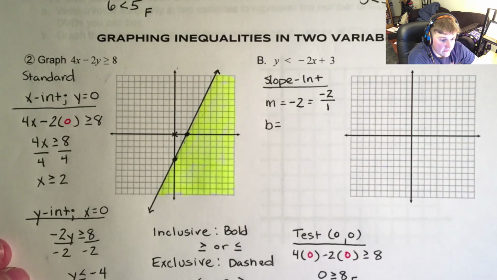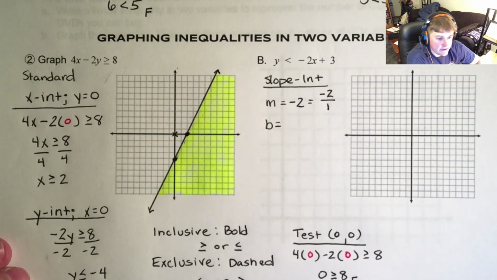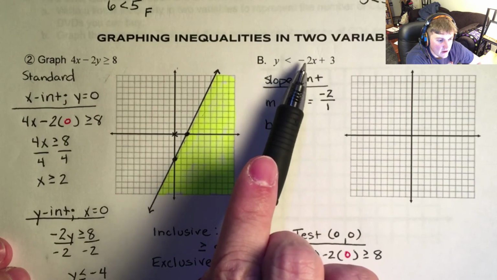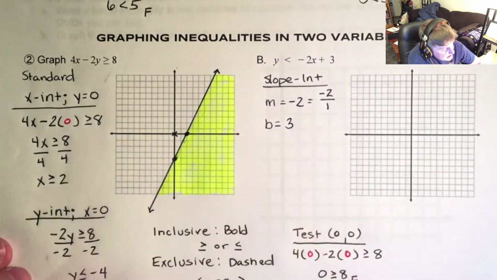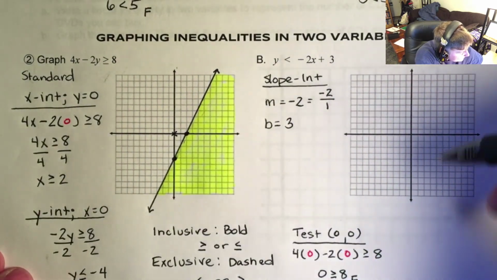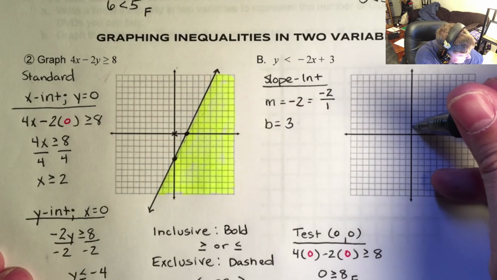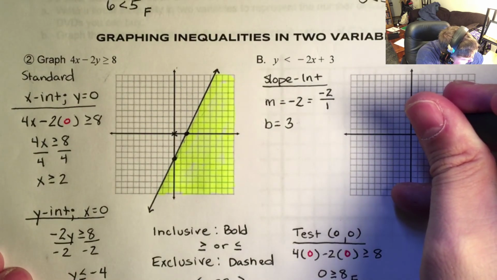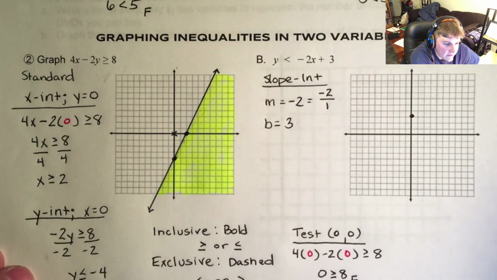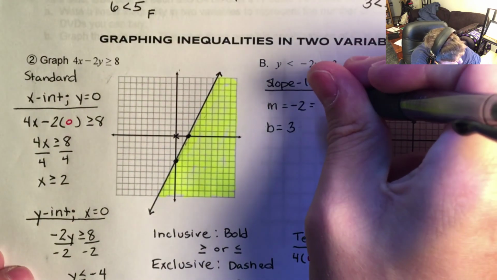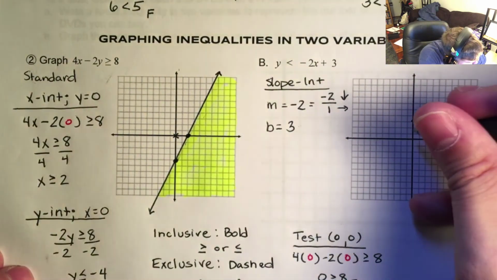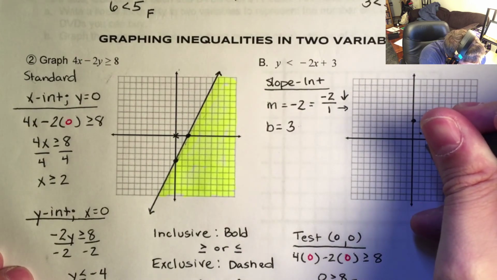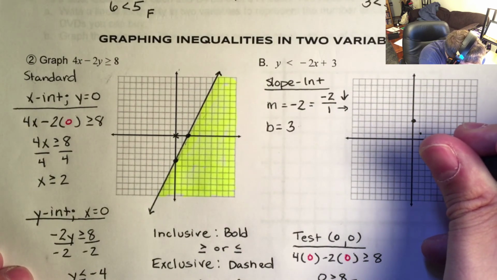And then my other value is going to be 3, the number being added or subtracted, but not being multiplied by x. So this is 3. So when I graph this, I'm going to go to the y value of 3, because this is my y-intercept. So 1, 2, 3. Put a little dot there. And then the slope of -2 is going to tell me to go down 2, right 1. So this top number is telling me down because it's negative. The bottom number is positive, so it's telling me right. So I'm going to go down 2, right 1. Down 2, right 1.